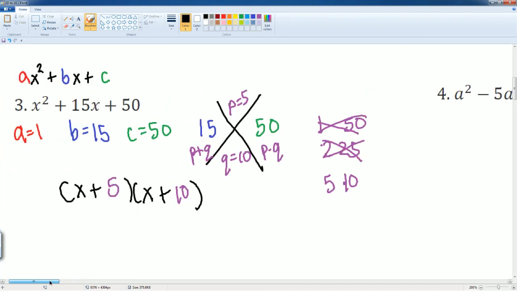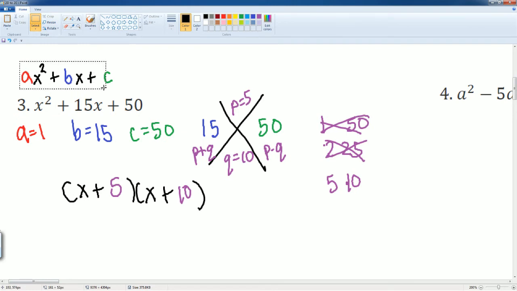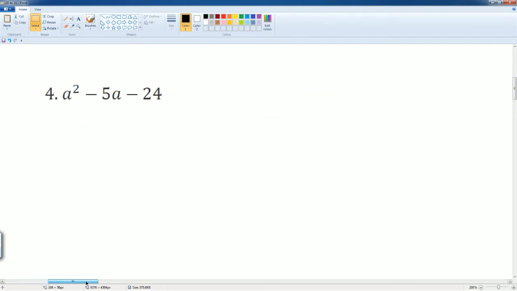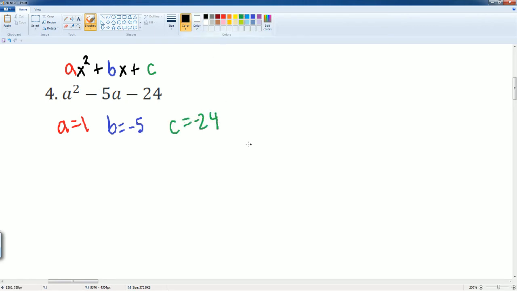Ooh, let me grab this. This is really nice if you remember this, so you can get your A, B, and C. Okay, all right, let's label it. A equals 1, B equals -5, and C is equal to -24. It's great. A equals 1, so we can do our X method here.